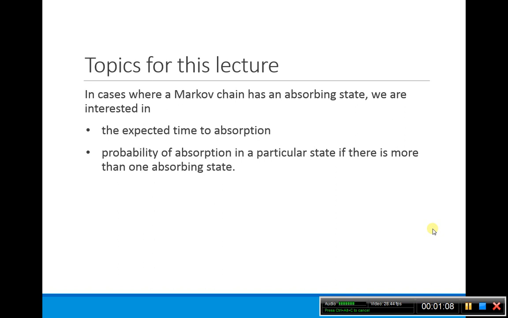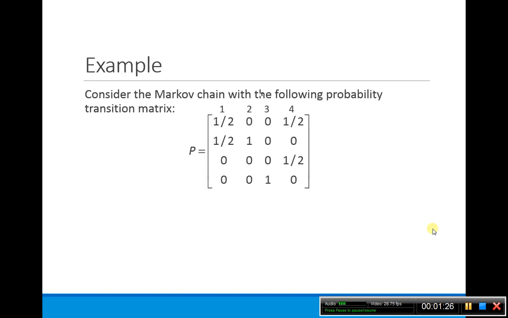What we want to talk about in this lecture is how long it takes to get to an absorbing state, so the expected time to absorption. And if, like in our graduation example, there's more than one absorbing state, then what's the probability of being in one of the absorbing states versus the other one? Obviously in the graduation example, we'd much rather have students graduate than drop out.